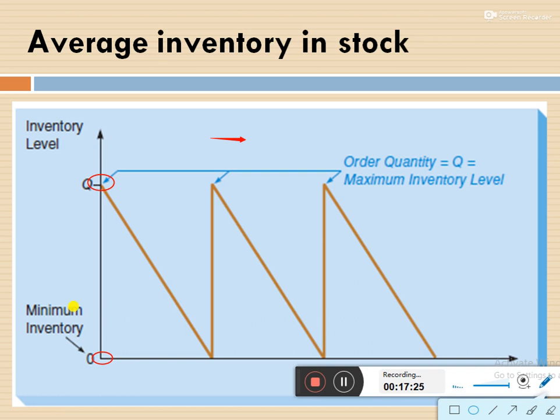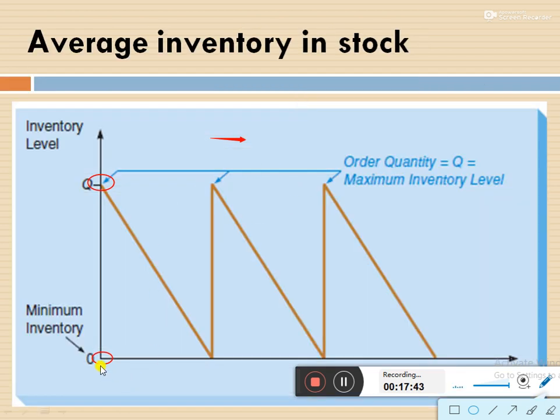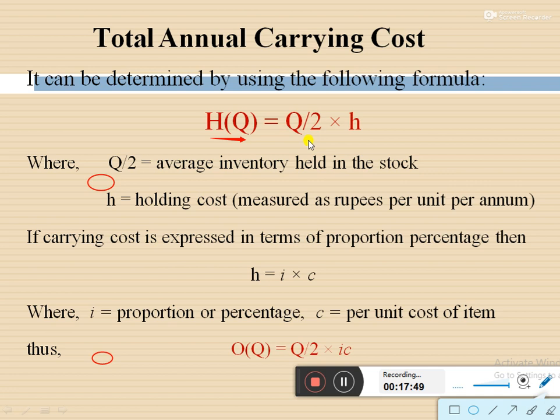So to calculate average inventory in stock, we need to apply this formula: maximum inventory level plus minimum inventory level divided by 2. In this case, maximum inventory level is equal to Q and the minimum inventory level is equal to 0. So the formula would result into Q by 2. So average inventory would be equal to Q by 2.